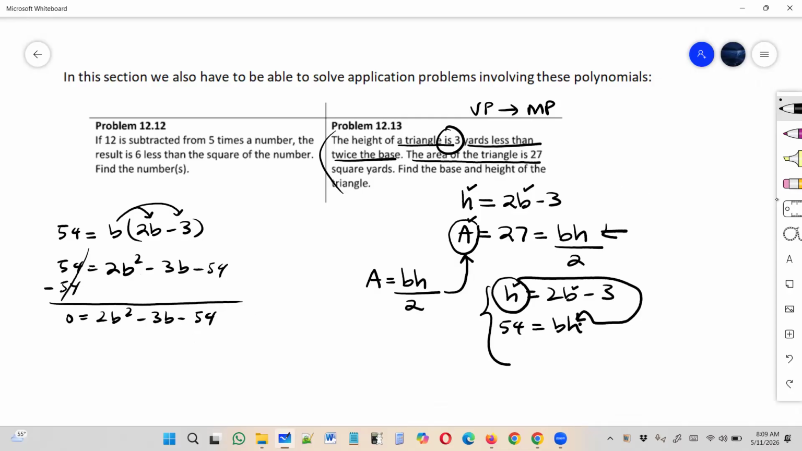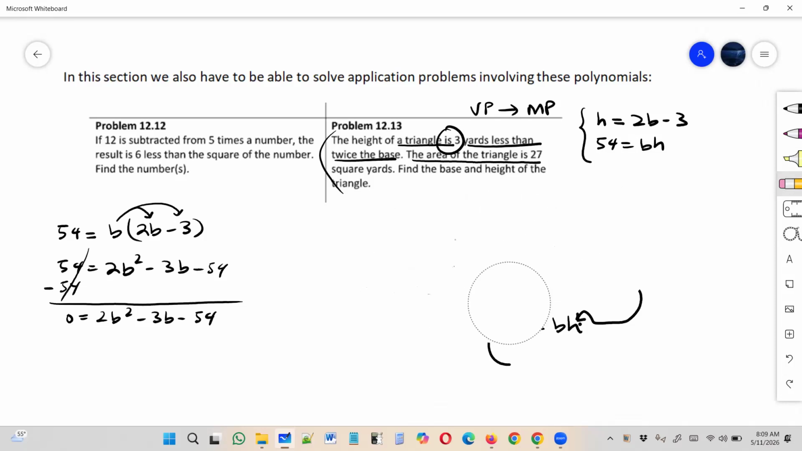Okay, I'm going to have to erase this because I'm going to write it over here, because I might need it later. 2b minus 3. This is the system I need to solve. 54 equals pH. And I'm going to erase the rest because I'm going to need the space. This is a quadratic I can solve.